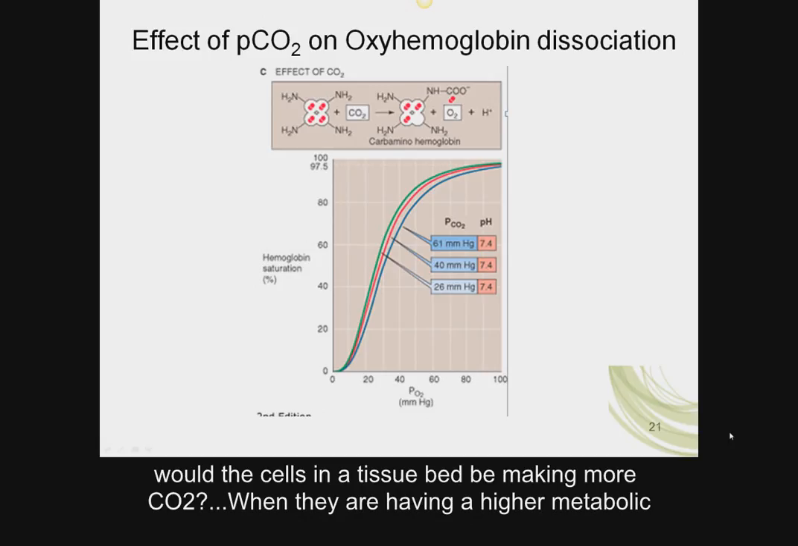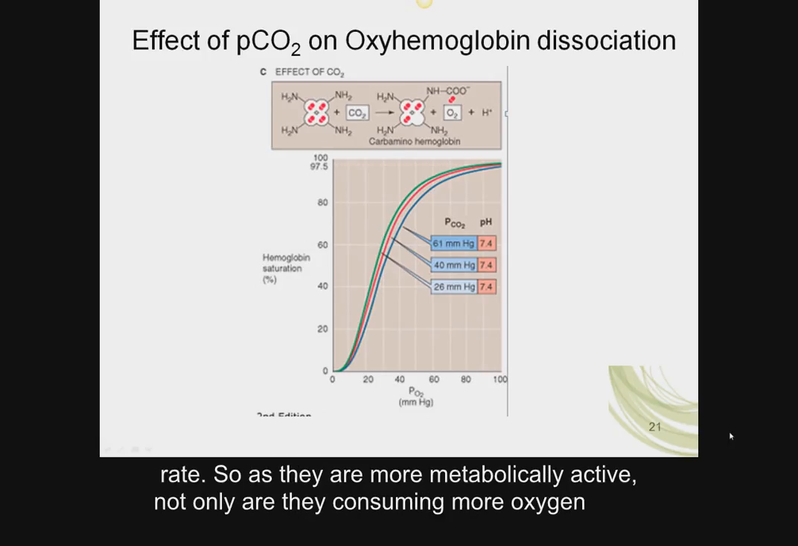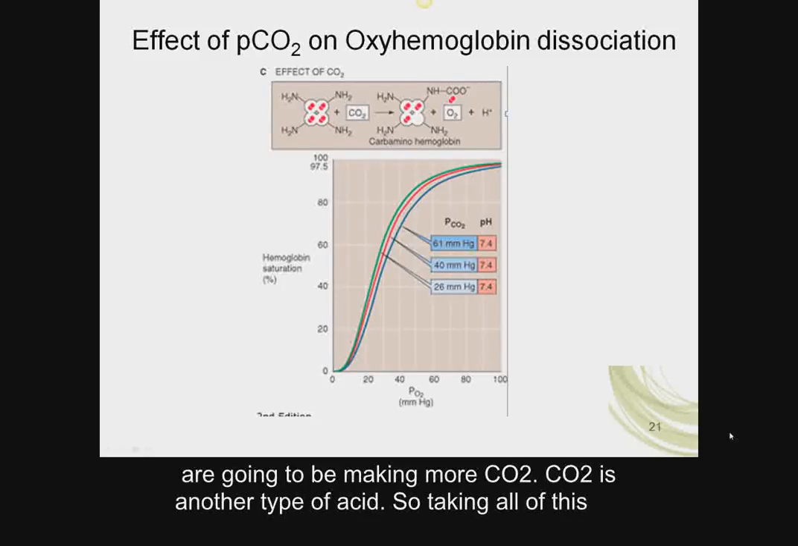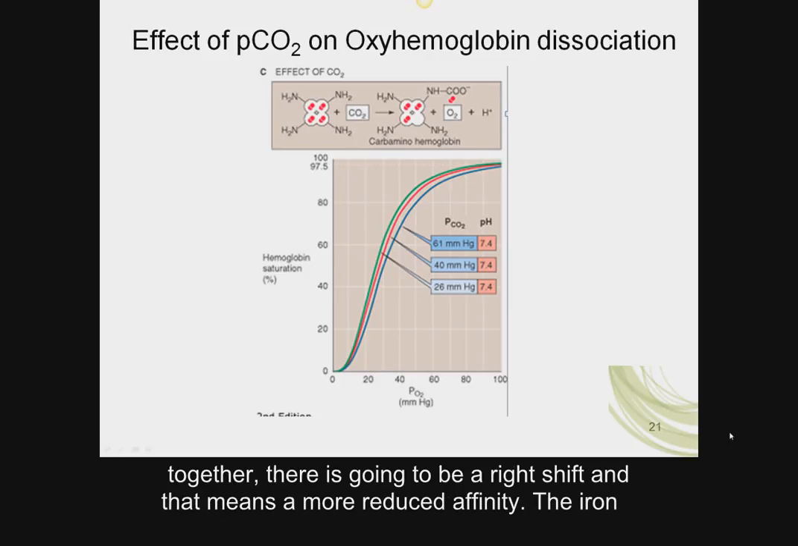When would the cells in a tissue bed be making more CO2? When they are having a higher metabolic rate. So as they are more metabolically active, not only are they consuming more oxygen and generating more acids, as we saw on the previous dissociation curve, but they are going to be making more CO2. And CO2 is another type of acid.